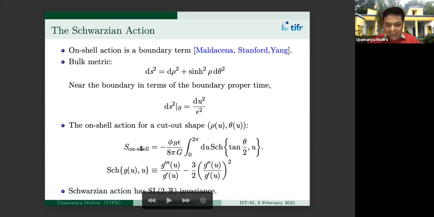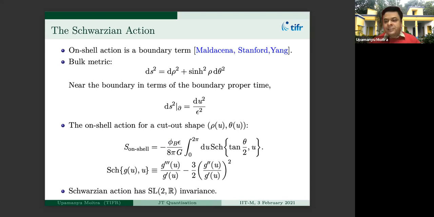The on-shell action turns out to be a Schwarzian action, and there you notice that the dilaton boundary condition appears in the form of phi_b here, and here's the 2D gravitational constant. Because the dilaton also diverges near the boundary like 1 over epsilon, this phi_b epsilon is actually finite, and we get the on-shell action, and from here we can read off all the quantities of interest. Now, this Schwarzian derivative is defined by this combination of derivatives, which has the third derivative and first derivative in a very non-linear way.